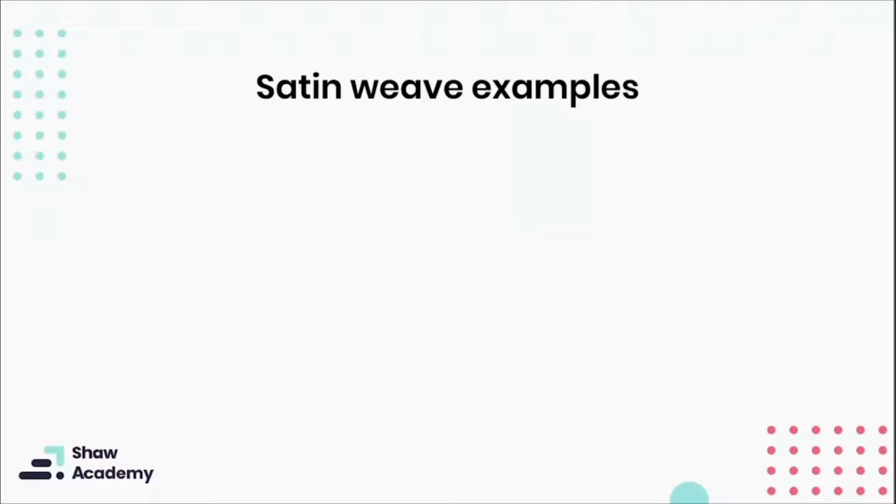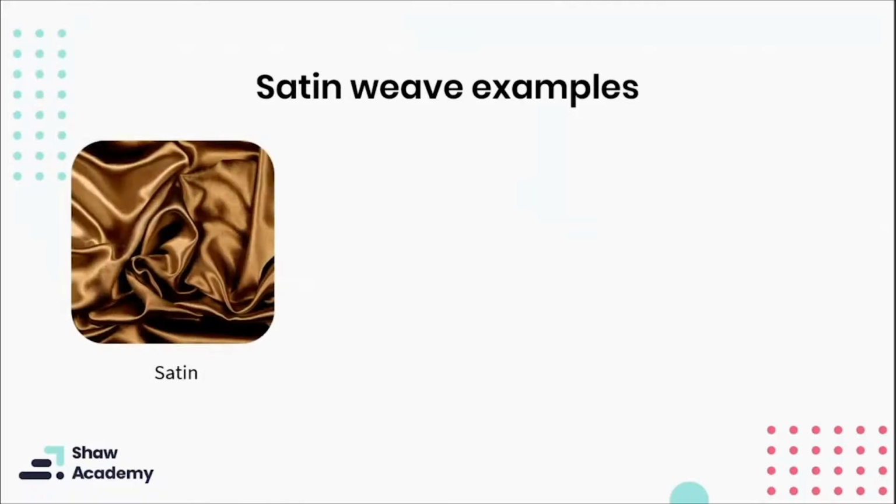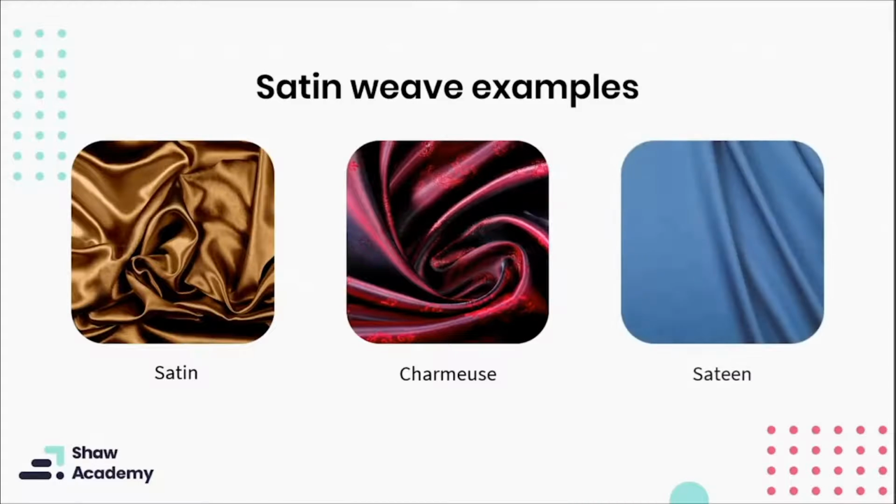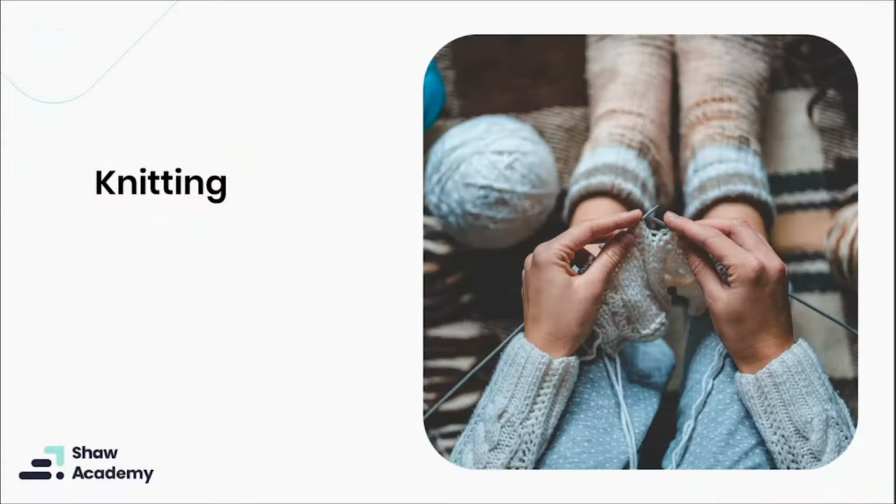Examples of satin weave fabrics are, well, it is in its name, satin. We also get charmeuse. Both of these are created with lustrous multi-filament yarns. And then we get sateen, which uses spun yarn, relying on the shiny floating yarns to create a lustrous and smooth surface. Next up is knitting.